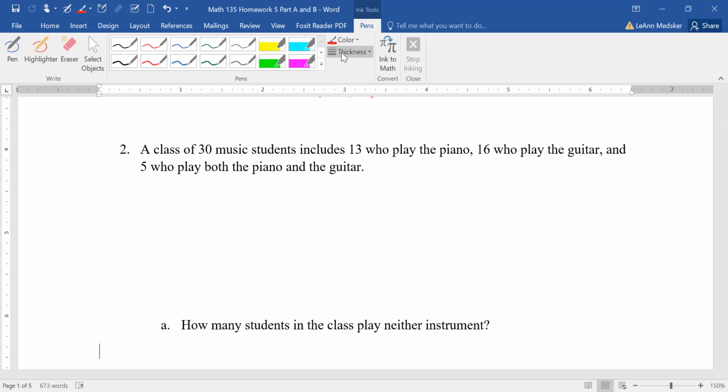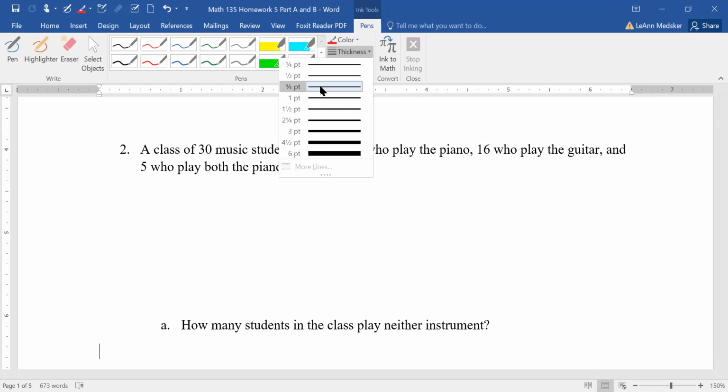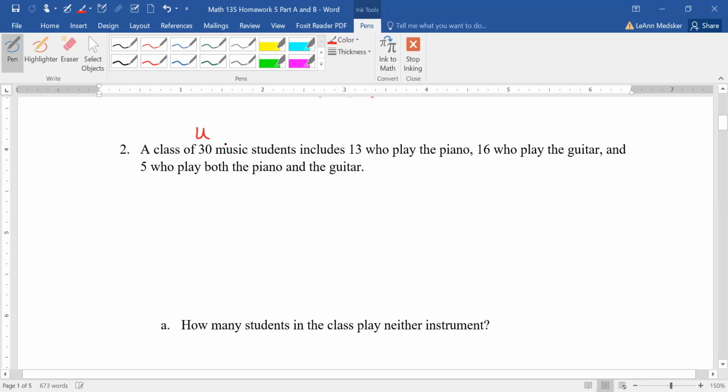It's important to know when you're talking about set theory, the universe is all of the items that are going to be in our Venn diagram. Our Venn diagram has to add up to that 30. It includes 13 people who play piano. So I'm going to let one set be P for piano.